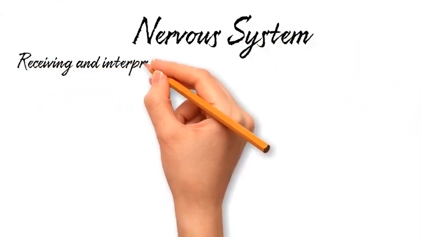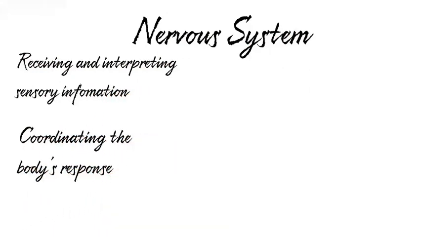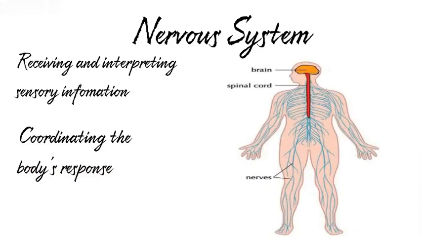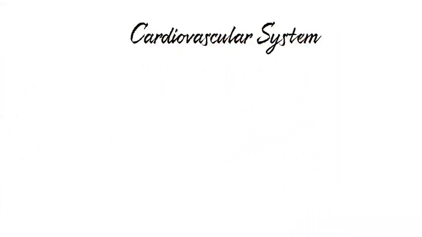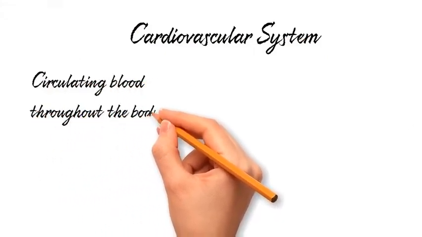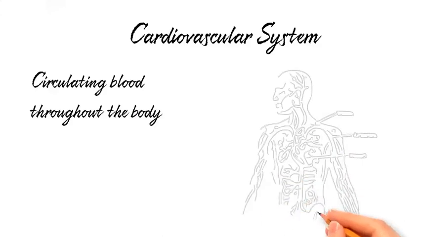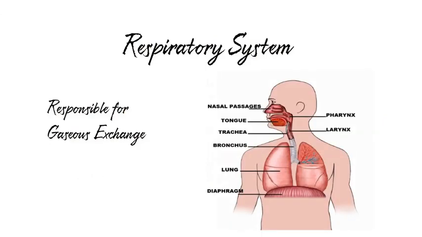The first and most essential system is the nervous system. This system is responsible for receiving and interpreting sensory information, as well as coordinating and controlling the body's response to that information. It includes the brain, the spinal cord, and the network of nerves that run throughout the body. The cardiovascular system, also known as the circulatory system, is responsible for pumping oxygen and nutrients to the body's cells and removing waste products. It includes the heart, blood vessels, and blood. The respiratory system is responsible for bringing oxygen into the body and removing carbon dioxide. It includes the nose, throat, lungs, and bronchi.